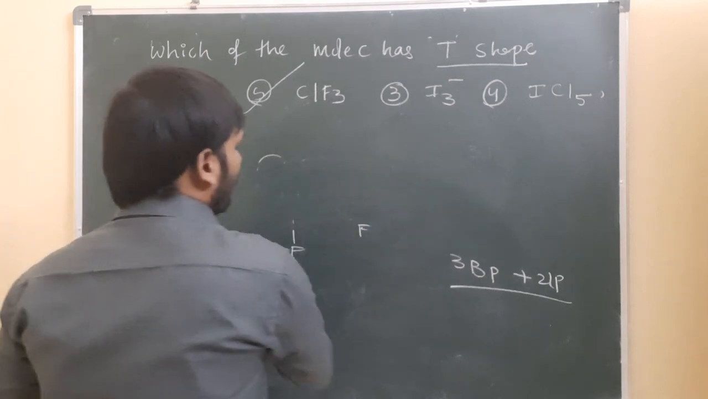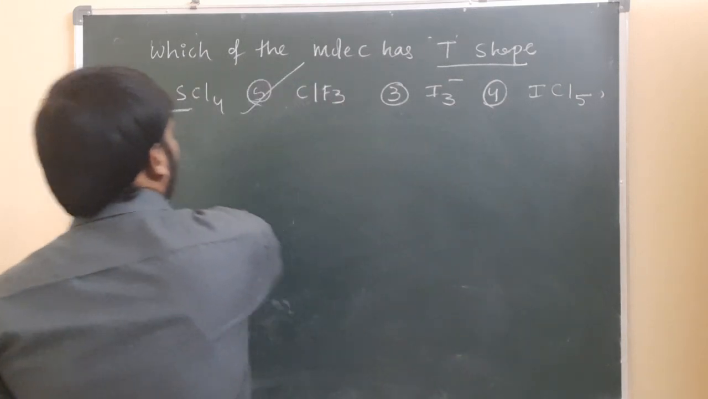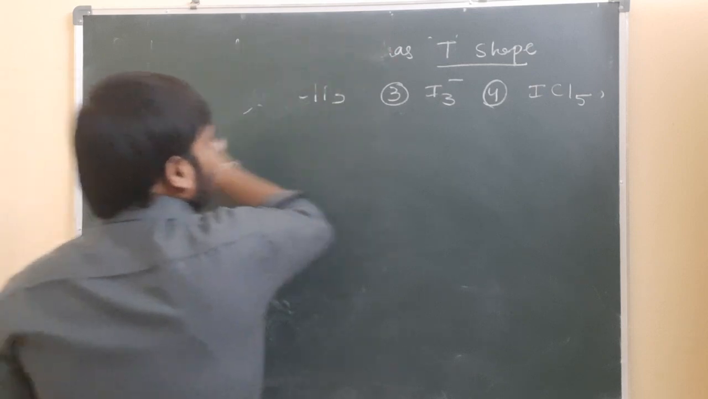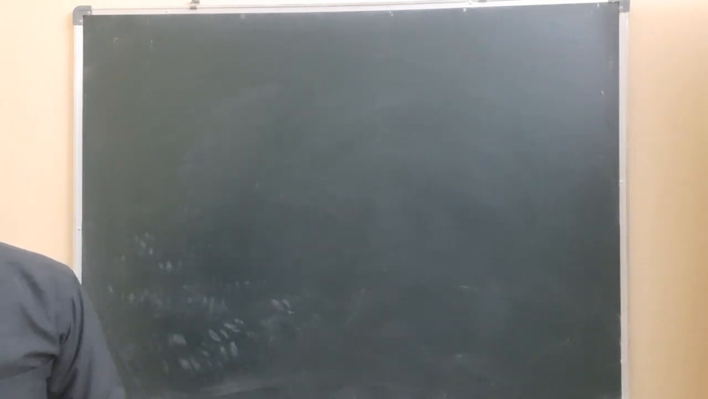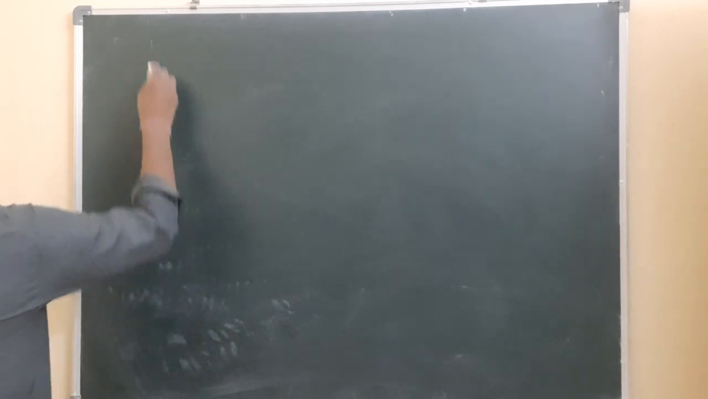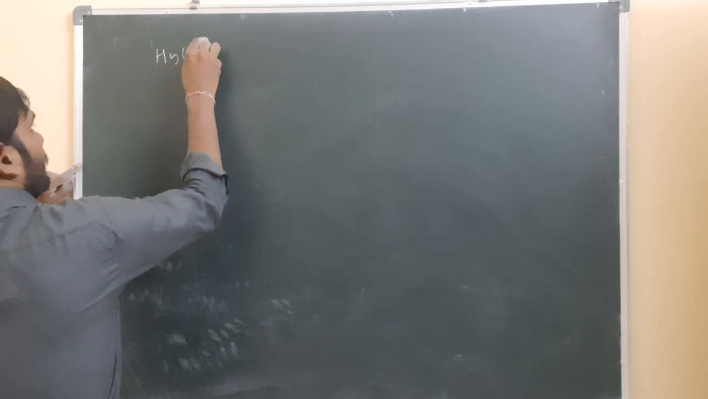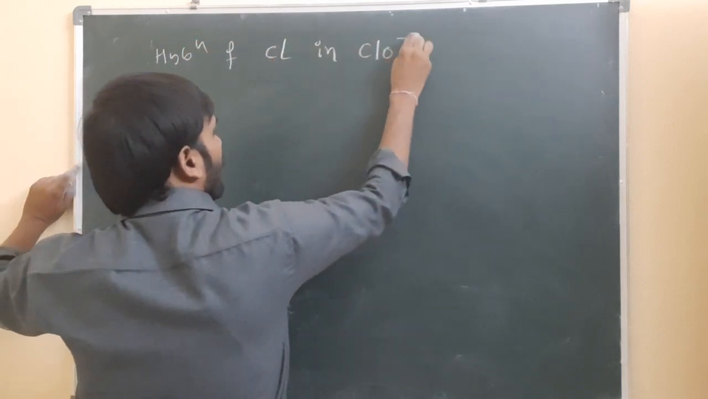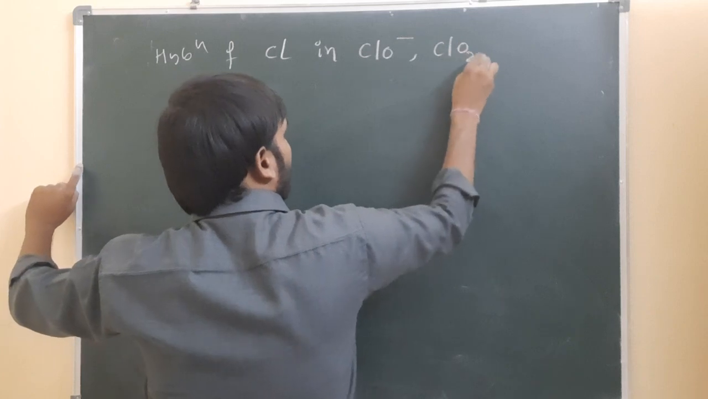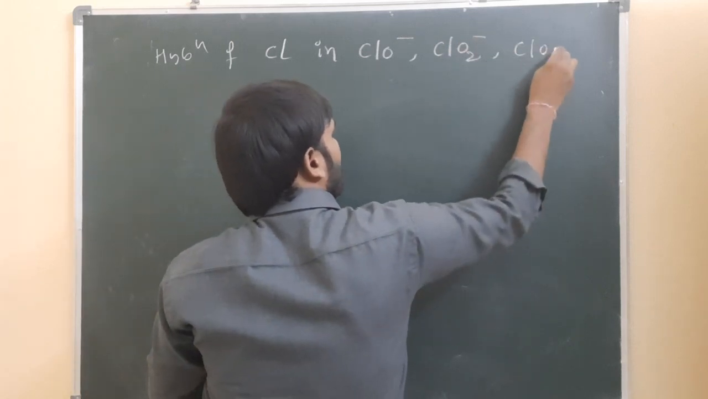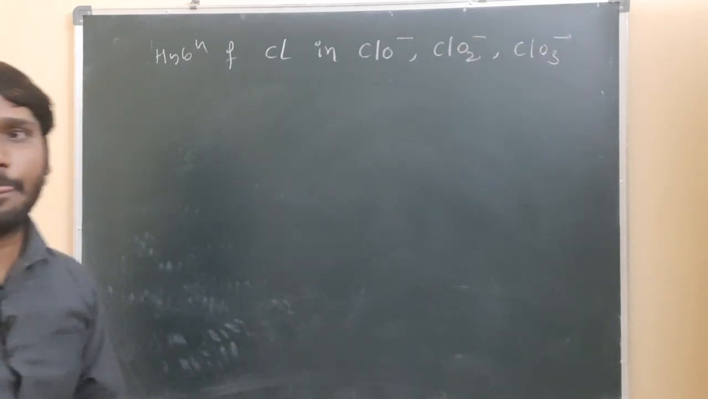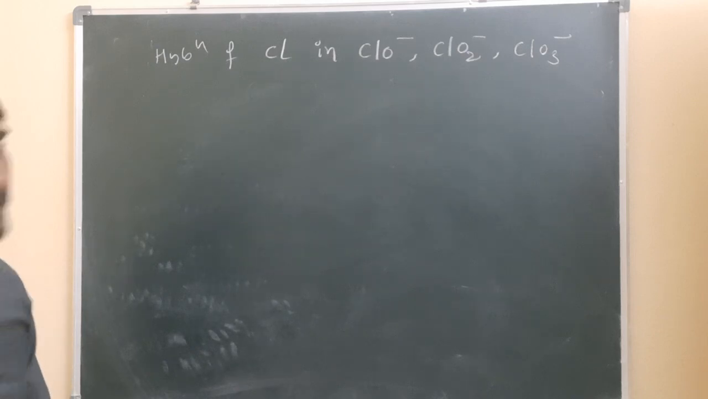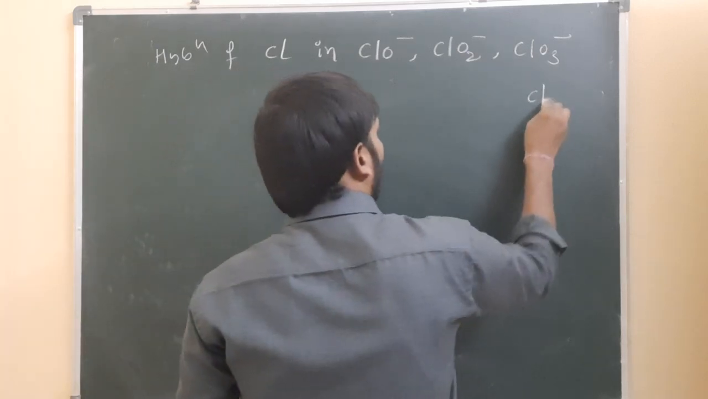So 3 bond pairs, 2 lone pairs is nothing but the shape of the molecule is what? T-shape. So this is the T-shape of the molecule. Which of the molecules having the T-shape? This molecule having T-shape. And the next question is hybridization involved at chlorine atom. Hybridization of chlorine in ClO minus, ClO2 minus, ClO3 minus, and ClO4 minus.